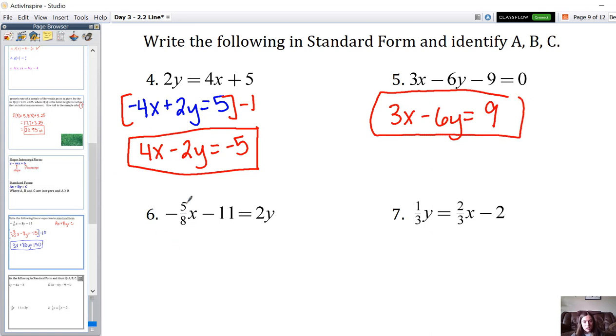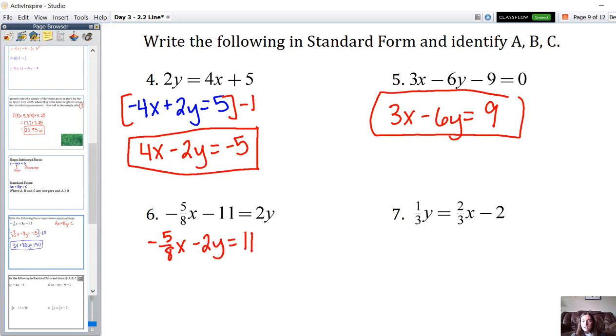Number 6, negative 5 over 8x minus 11 equals 2y. I'm going to move the 2y over and I'm going to move the 11 over all in one step. So keep in mind here, I'm subtracting the 2y and I'm adding the 11 to both sides. So now we have negative 5 over 8x minus 2y equals 11.